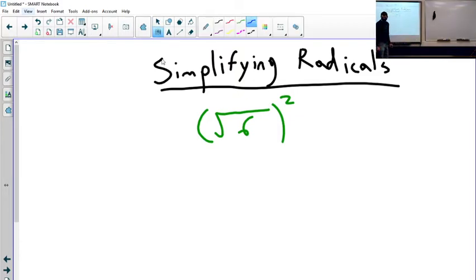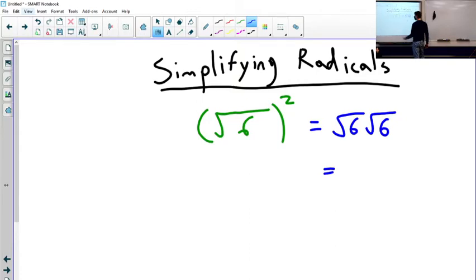Here's the long way. Squaring is a shorthand way of writing multiplying something by itself. So this would be square root of 6 times square root of 6. And that multiplying is both inside the square root. So if they're both inside the square root, I can multiply them, and square root of 6 times square root of 6 is square root of 36. And guess what? The square root of 36 is 6.